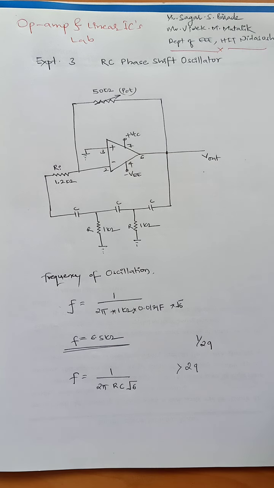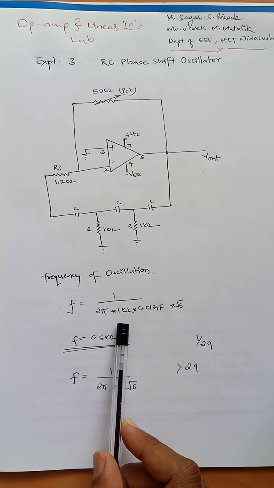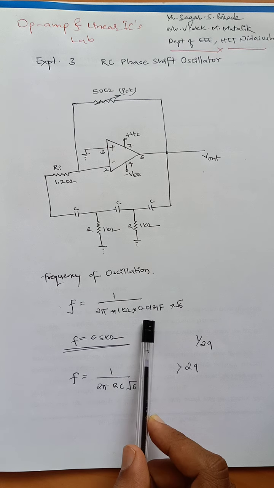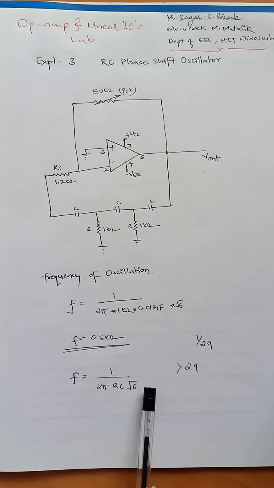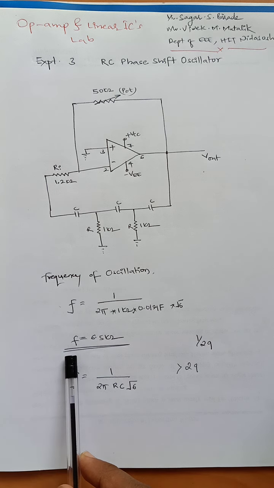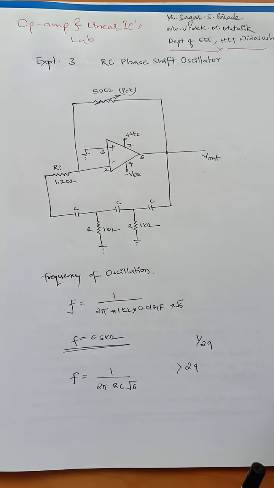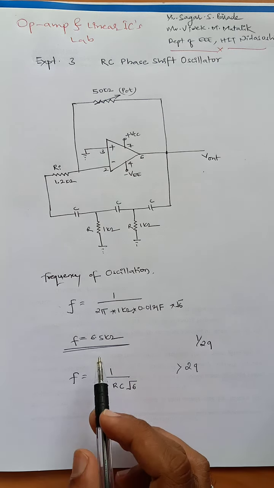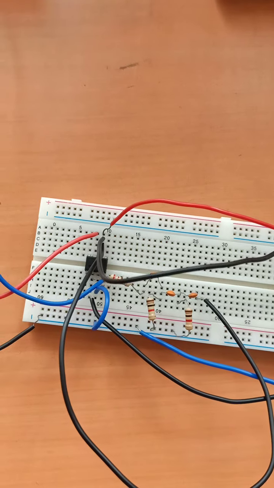I have chosen the resistance value as 1K and the capacitance value as 0.01 microfarad, and I substituted in this equation, and I arrived at F as 6.5 kilohertz. Now we will connect this circuit on the breadboard and verify whether the practical frequency of the output signal is around 6.5 kilohertz or not.